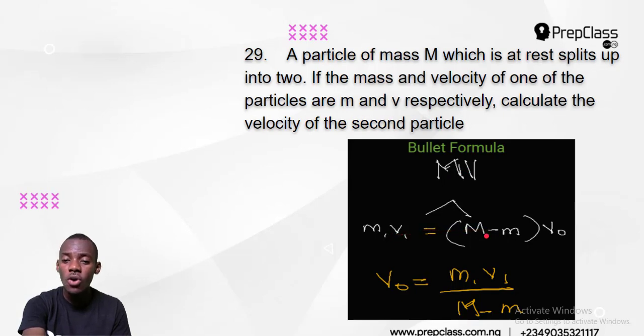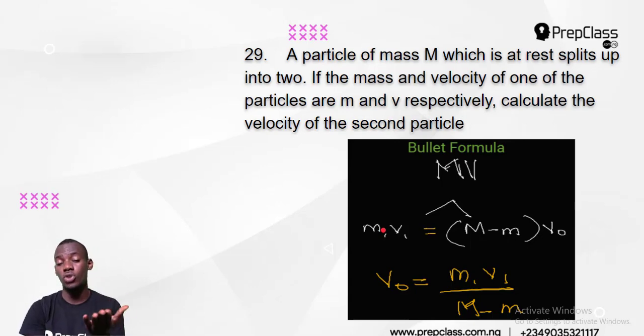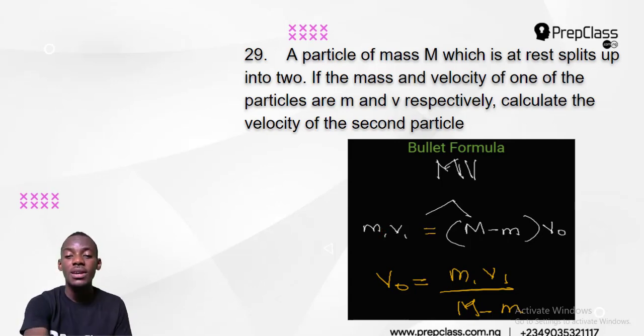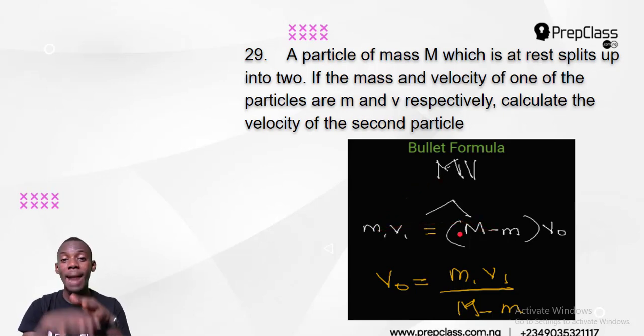But the mass of the gun will now be the initial mass minus the mass of the bullet. Of course, that is normal, because initially we have M, that is the mass of the gun and the bullet together, when the bullet was still inside the gun. Then when you remove the bullet, you'll be left with the combined mass minus the mass of the bullet.